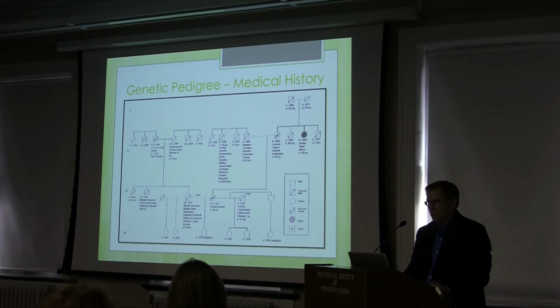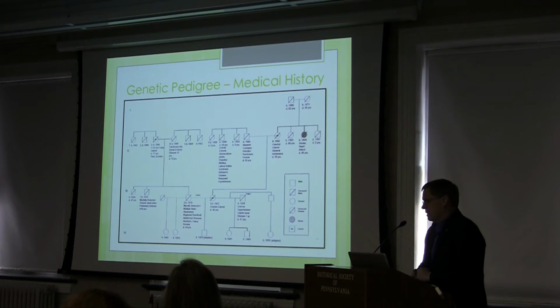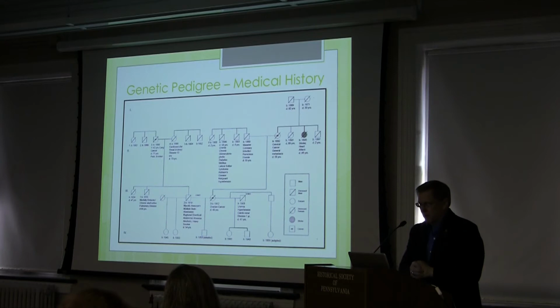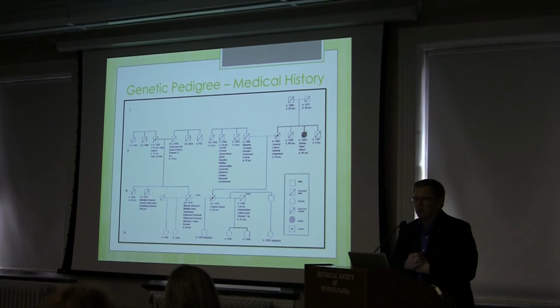In some instances, you may want to do a genetic pedigree or medical history. Sometimes these can be a little convoluted. This one happens to be mine. You can see that there are multiple marriages, multiple spouses. You can see that the genetic causes of death, as they are listed on death certificates, are there.